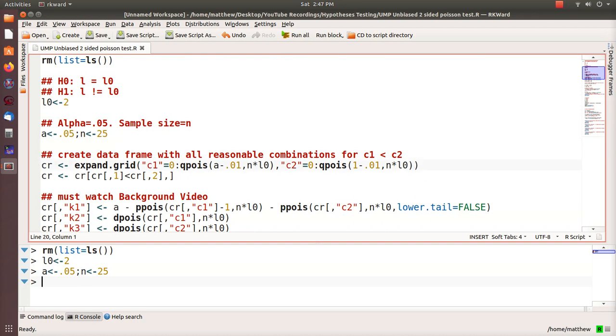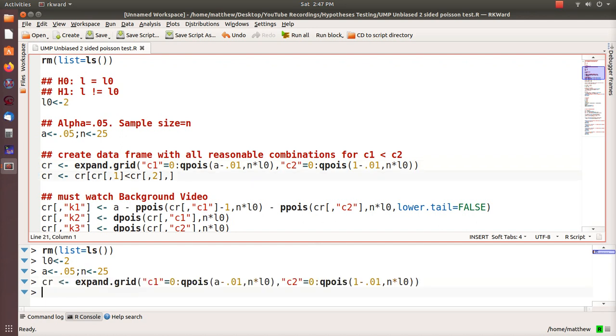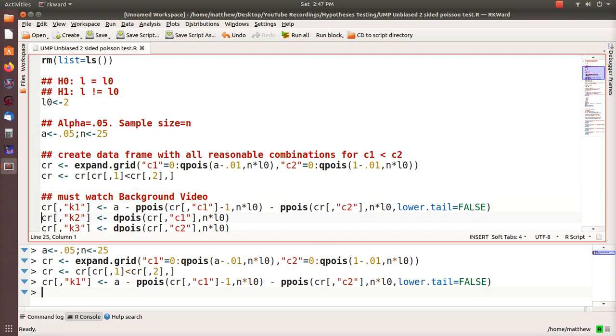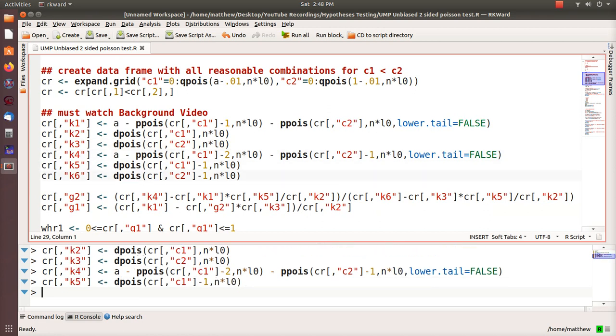What I do here is I create all reasonable combinations of C1 and C2. C1 and C2 are the cutoff values in this test, the UMPU test. And so I create a matrix with all those, and since it creates all combinations, I only want the ones where C1 is strictly less than C2, so I get rid of the other ones. And then a must watch is the background video, the video just before this in the playlist, where we create constants K1, K2, K3, 4, 5, and 6.